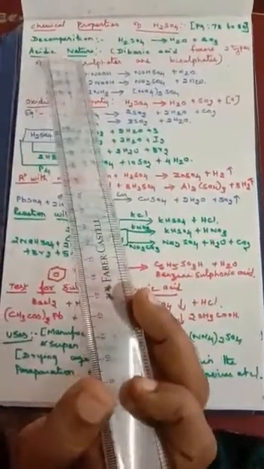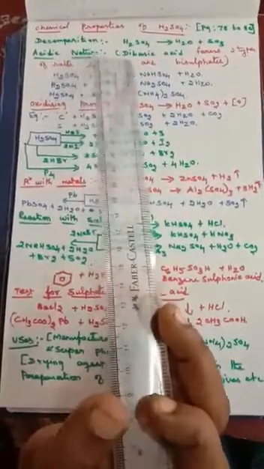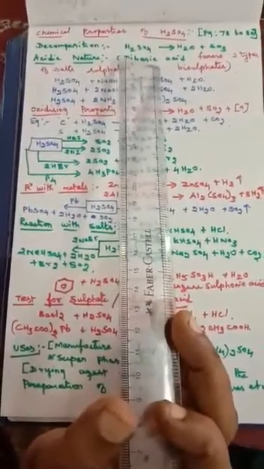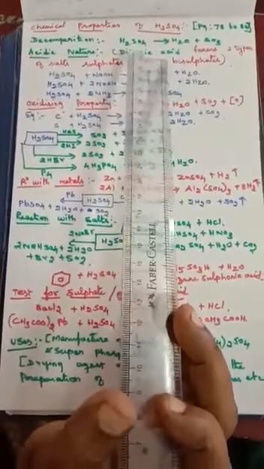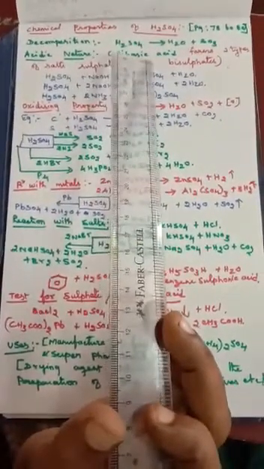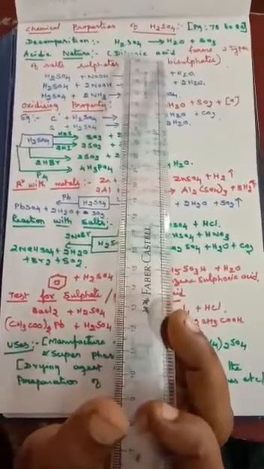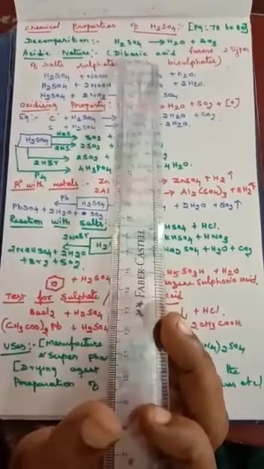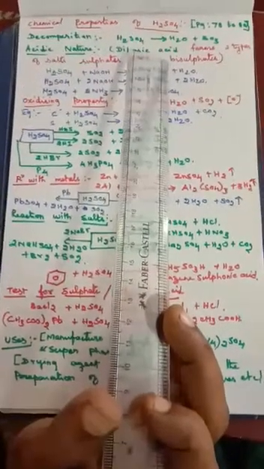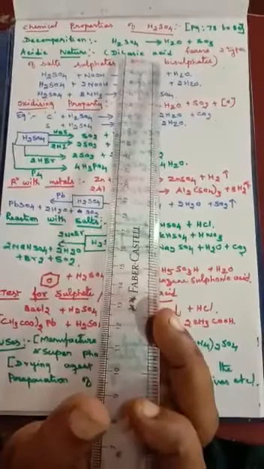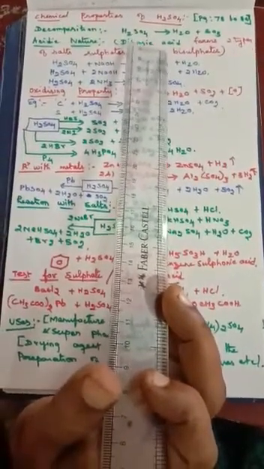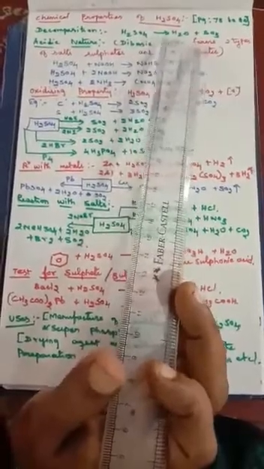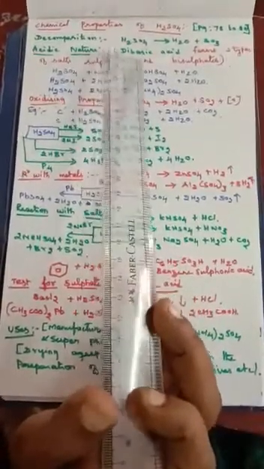Acidic nature of sulfuric acid. Actually, it is a dibasic acid. Why is it considered a dibasic acid? Because if you see the structural formula of sulfuric acid, it contains two hydroxyl groups. Therefore, it is a dibasic acid. Suppose an acid is a tribasic acid, it may contain three hydroxyl groups, and also it forms two types of salt.